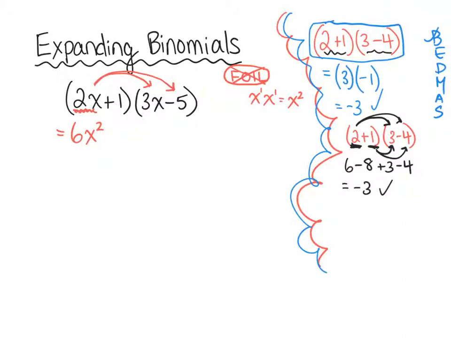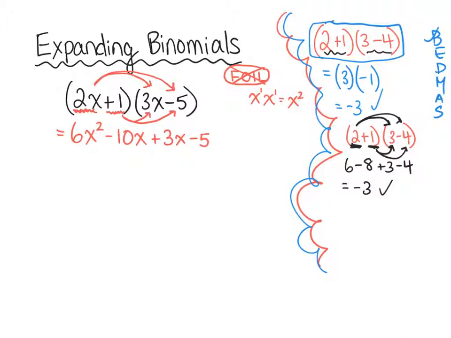Okay, then we have to do 2x times -5, which would be -10x. Okay, so that's the first term. And then we move on to the +1. So now we have to take the +1 and multiply it by every single term in the second bracket. So +1 times 3x would be +3x. And +1 times -5 would be -5.